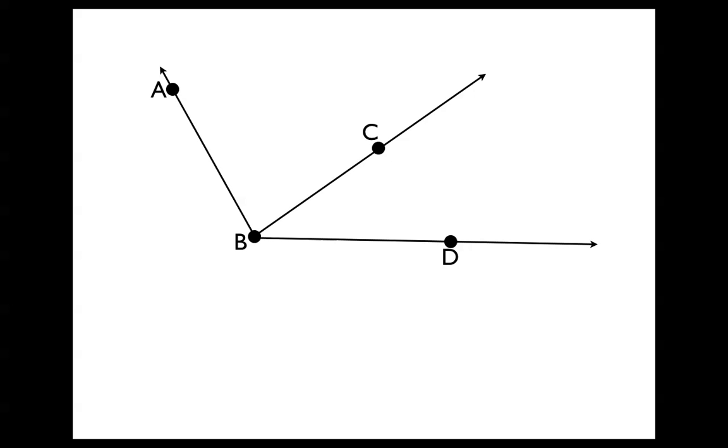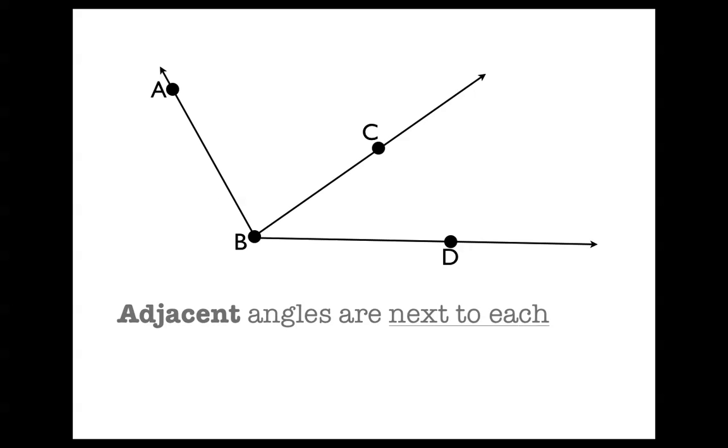So we're going to start with a few points, and we're going to make some rays. And those rays are going to form a couple different angles. You can see here that there's angle ABC and angle CBD. All right, these two angles are next to each other, and the word adjacent means next to, so we call these two angles adjacent angles, because that's what the word adjacent means.